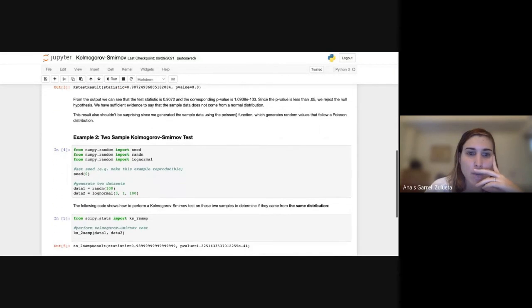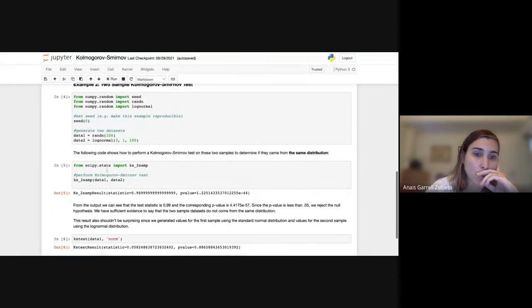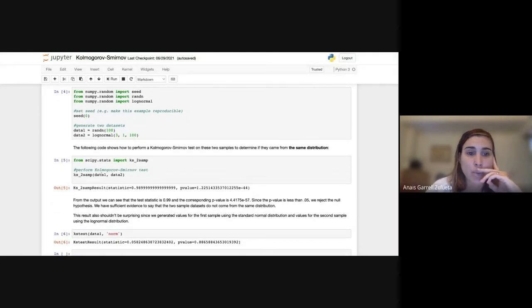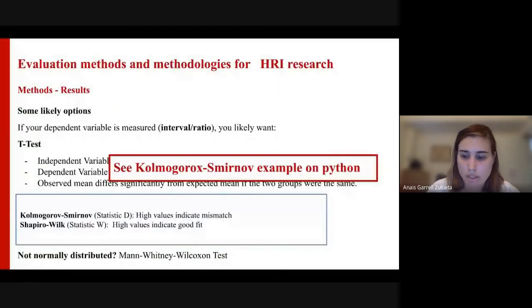Okay. We can also compare two different sets of data and check if they are following the same distribution. Like data 1, which is random following a normal distribution, and data 2, a log normal. So it's so easy. You just put the KS test on data 1 and data 2, and you see that they have a p-value that is very, very small. So we can conclude that they are not following the same distribution. Okay, let's continue.